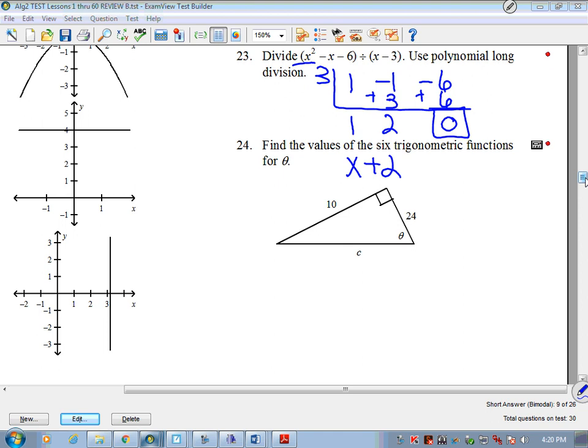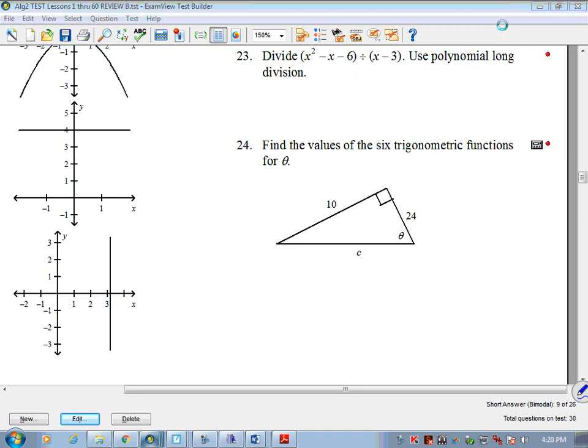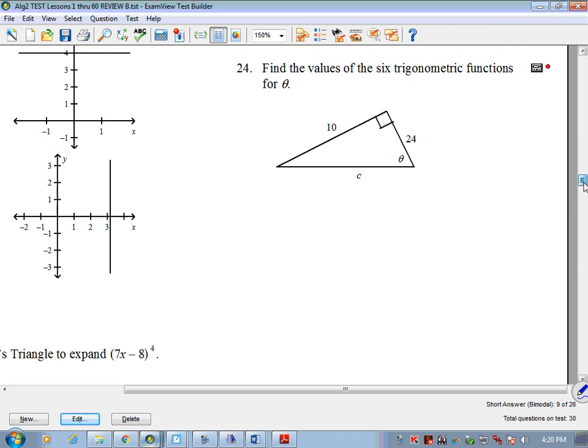And make sure that that's the final answer. X plus 2 is my final answer. Okay, if you have questions, by all means ask. I'll have this ready in enough time for you to ask questions before review day.